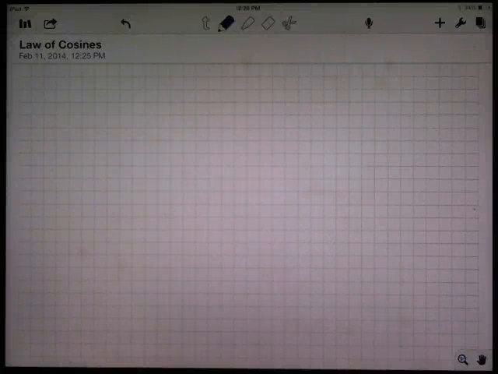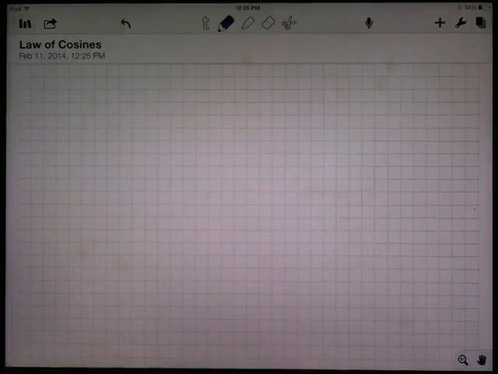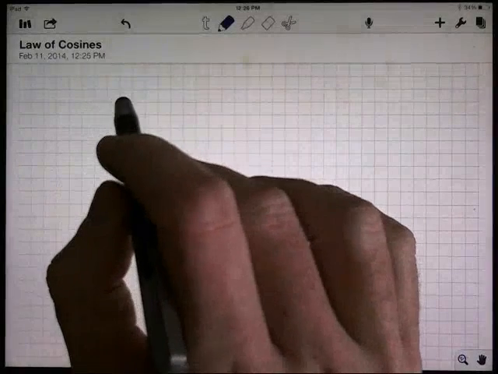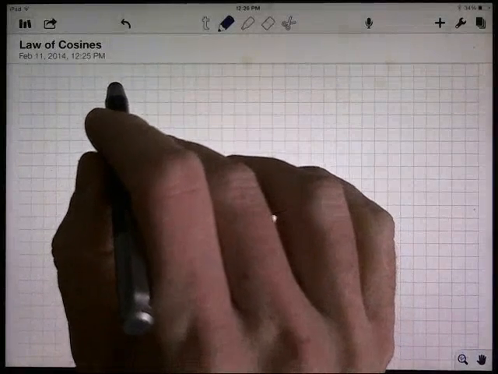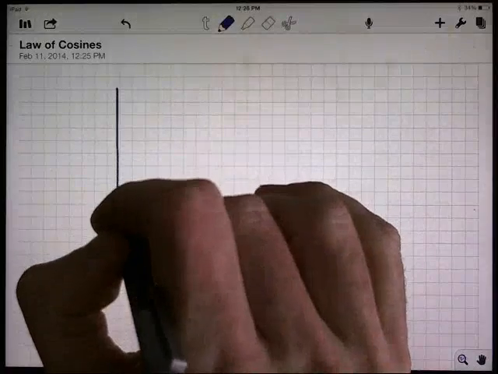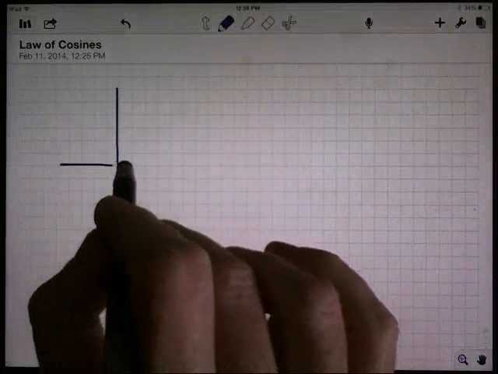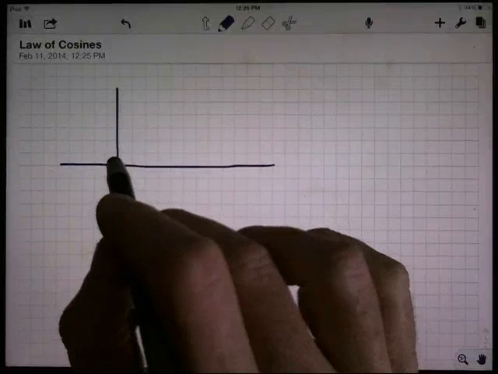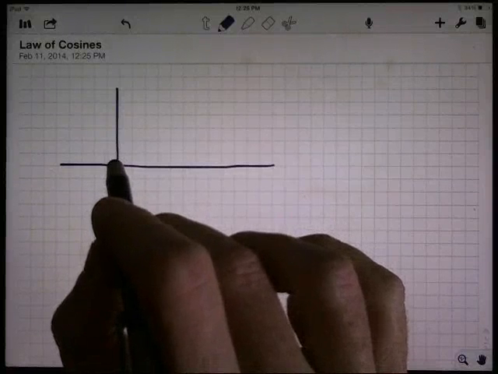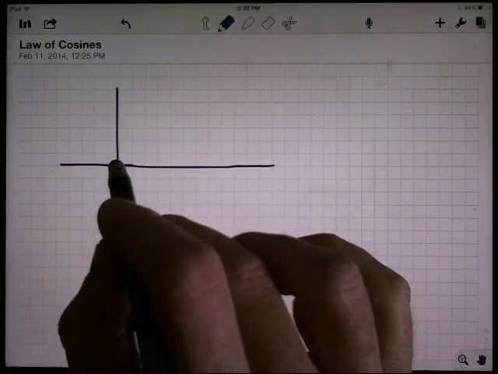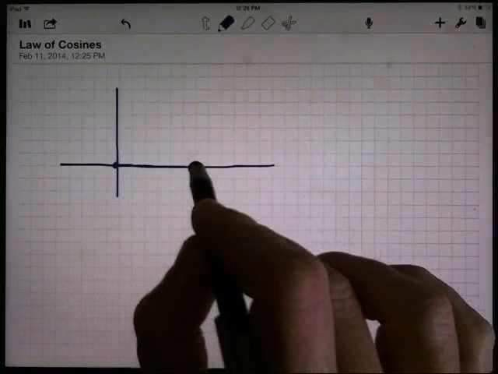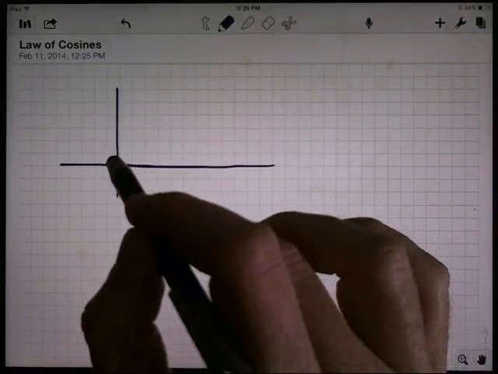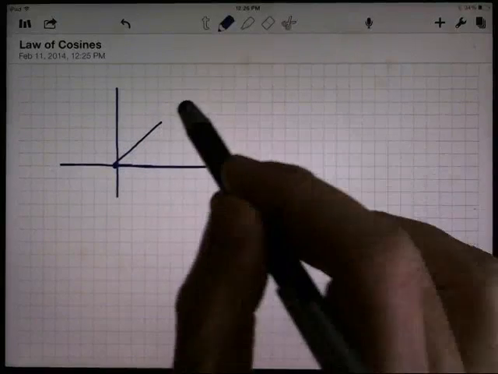In this video, I want to derive the law of cosines for you. So I'm going to start with any triangle, and I'm going to place the triangle on the coordinate system so that one of the angles is in standard position. It doesn't matter which one, just pick one. One of the angles will be at the origin, one of the sides will be the positive x-axis, and the other side of the angle is wherever it ends up, right?